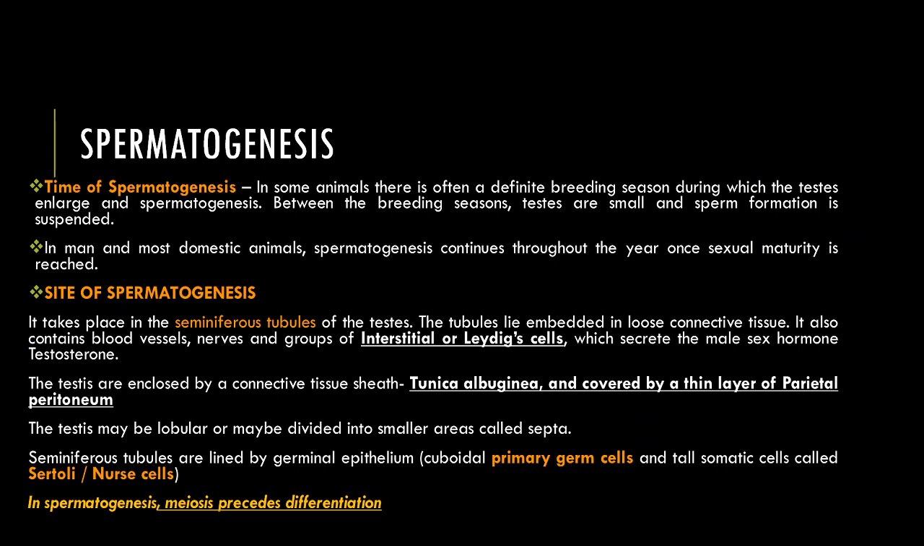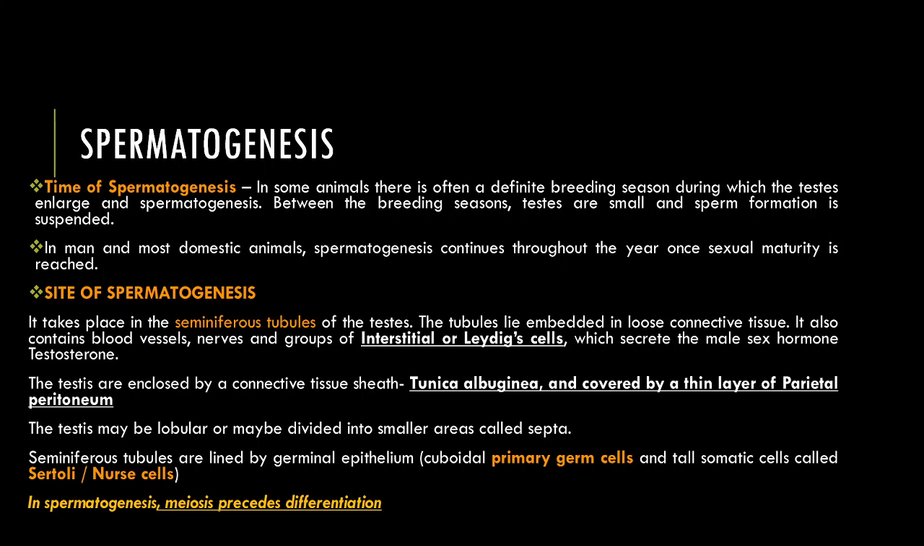Now let's talk specifically about spermatogenesis. First of all, when does spermatogenesis occur? So what is the time of spermatogenesis? In some animals, there is a definite breeding season during which the testes enlarge and spermatogenesis occurs. Between the breeding seasons, the testes are small and no sperm formation is taking place, so it is suspended. However, in man and other domestic animals, spermatogenesis continues throughout the year once sexual maturity is reached.